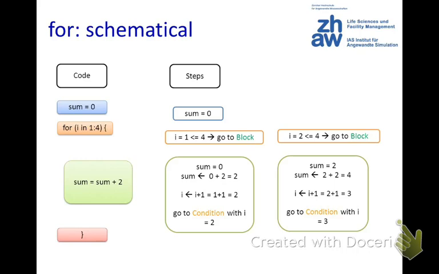Now on the right side we see what happens now. Again we are in the block, i is equal to 2, this is checked to be less than or equal to 4, this is the case, so we go to the green block. The value of sum is now 2, and in the block 2 is added to sum. So we have 2 plus 2 equals 4. After this, automatically again i is increased from 2 to 3. And R goes back to the orange condition with now i equal to 3.